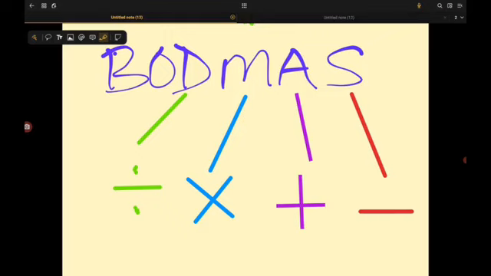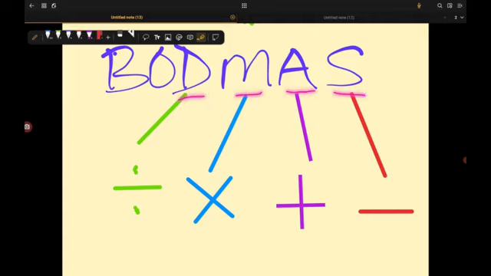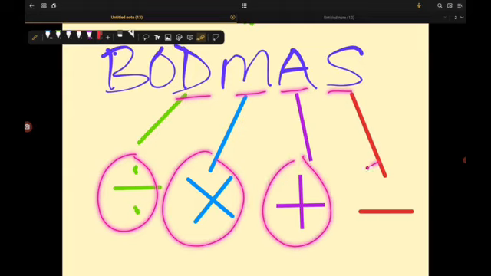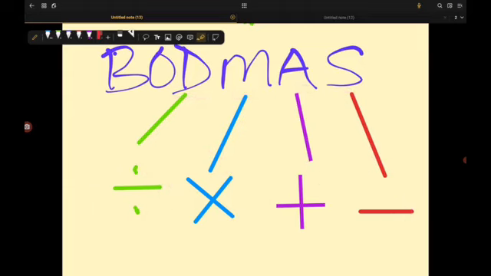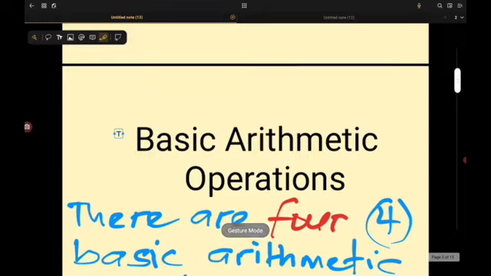So BODMAS means bracket, of, division, multiplication, addition, and subtraction. And that's what I have done here: division, multiplication, addition, and subtraction. That is what BODMAS means. So you will see its application done.